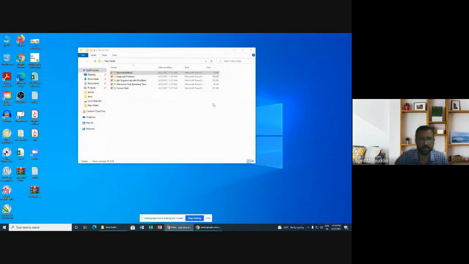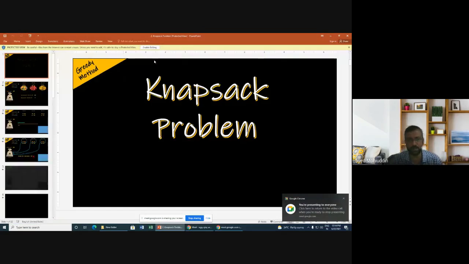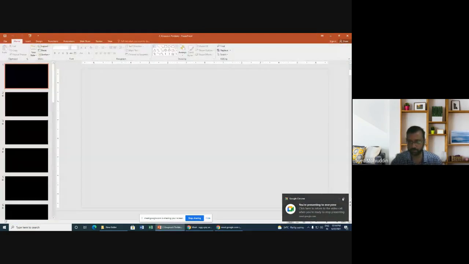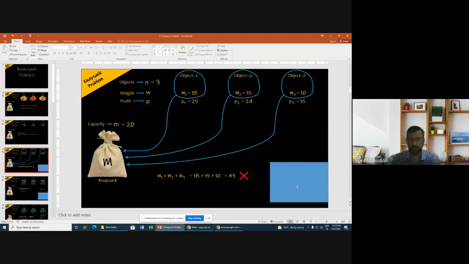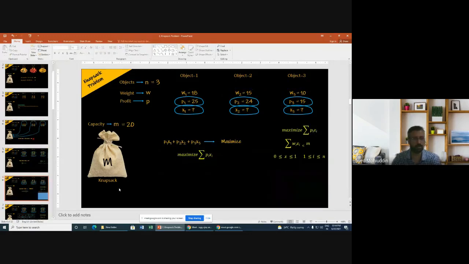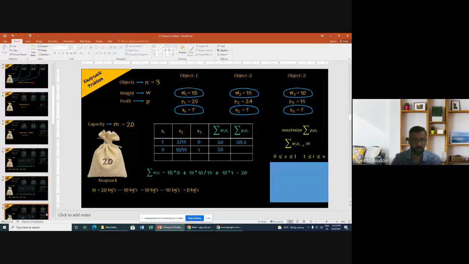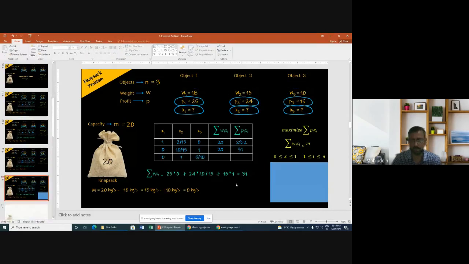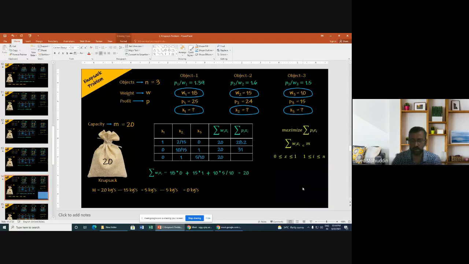Now let us look at applications of this greedy method. We will apply the greedy method on several problems. Our first problem would be the knapsack, which is a very classical, very commonly used problem solved using the greedy approach.